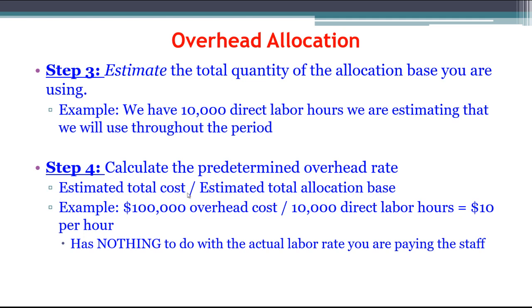Step four, we can take all of that data and calculate a predetermined overhead rate. We take the estimated total cost from step one divided by the estimated total allocation base, in this case the direct labor hours. So 100,000 divided by 10,000 gives us a $10 overhead cost per hour. The key thing here is that this has nothing whatsoever to do with the actual labor cost. You might be paying them $15 an hour, $20, $30 for their actual labor cost, but this $10 per hour is an overhead add-on. It's not being paid to the employee, it's just being charged to handle overhead from the company perspective.